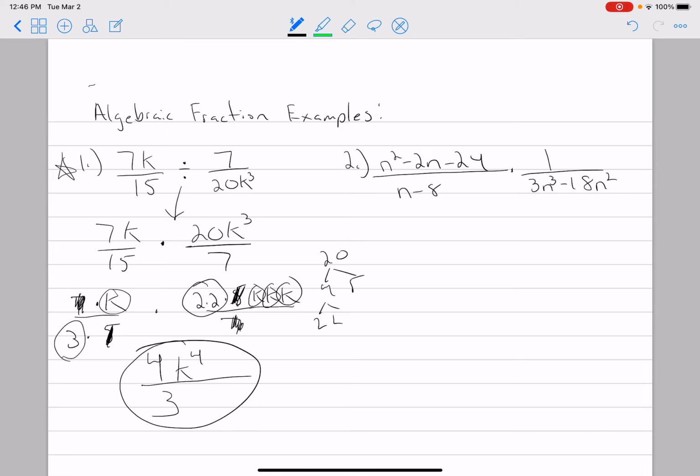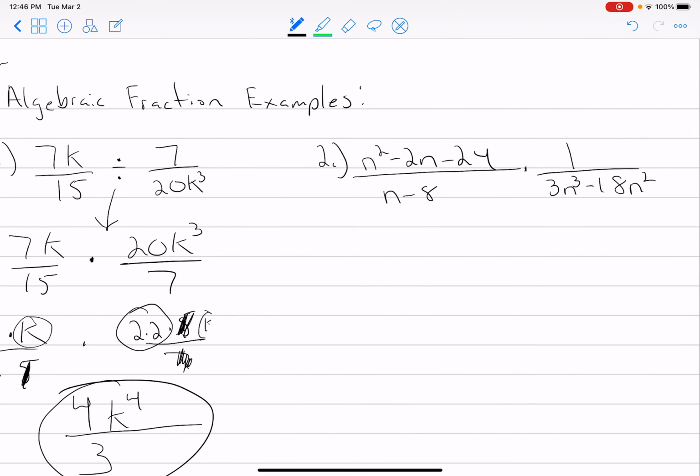All right, last problem. Let's do one more. Let me erase some of that. I need to factor. Oh, snap, I got to factor this. So I got to do the work. Okay, it's a trinomial, it's a quadratic, so this is n squared, this is minus 24. What do they need to multiply to 24 and add and subtract to negative 2?